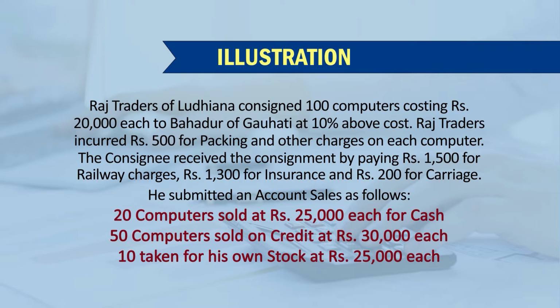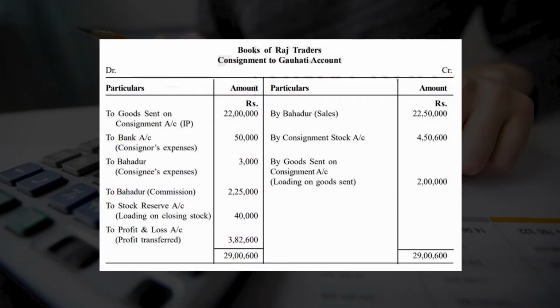22,50,000. So 10% of this is 2,25,000 commission. Now we will see these three items, that is stock reserves. It means this is the amount of loading of closing stock. This is the amount of closing stock, and this is the amount of loading which is included in this, and this we have already calculated. This is the net profit transferred to the profit and loss account.